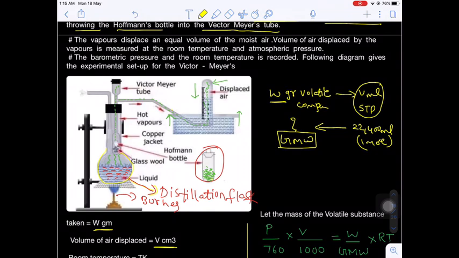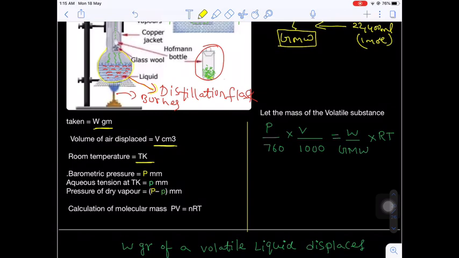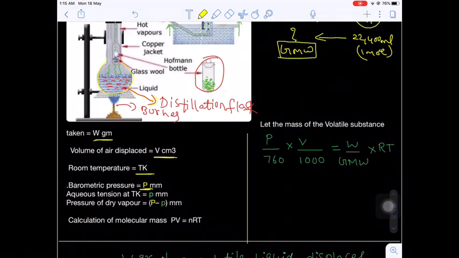Now we know in Dalton's law of partial pressure, moist gas is nothing but the gas plus moisture. From the barometric experiments we can calculate the pressure with the help of a manometer. So the total pressure will be capital P, and the aqueous tension, that is the pressure exerted by the water, is small p. That's why I am subtracting the aqueous tension from the total pressure, because aqueous tension is the pressure exerted by the water. Now this will be only the pressure of the dry gas.